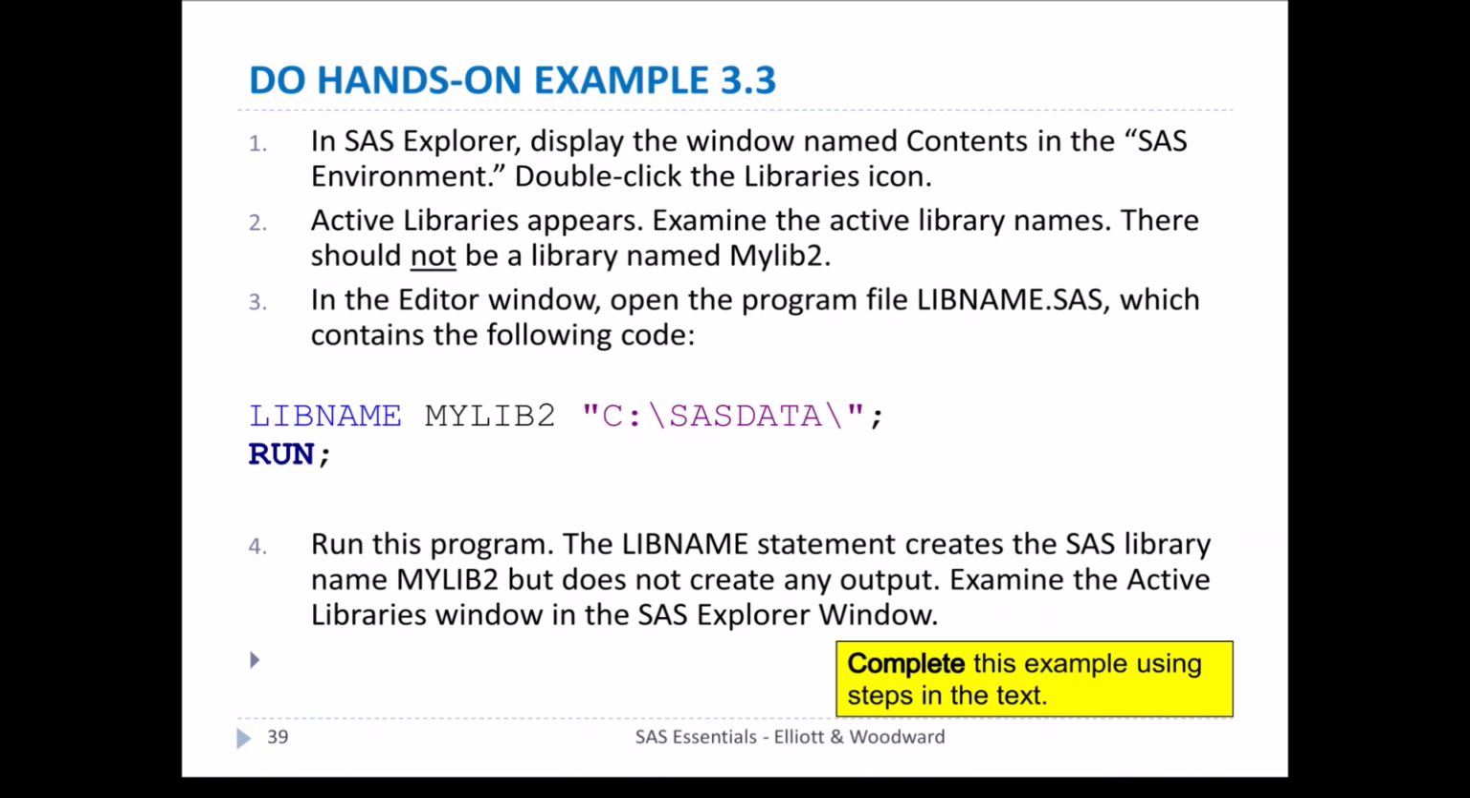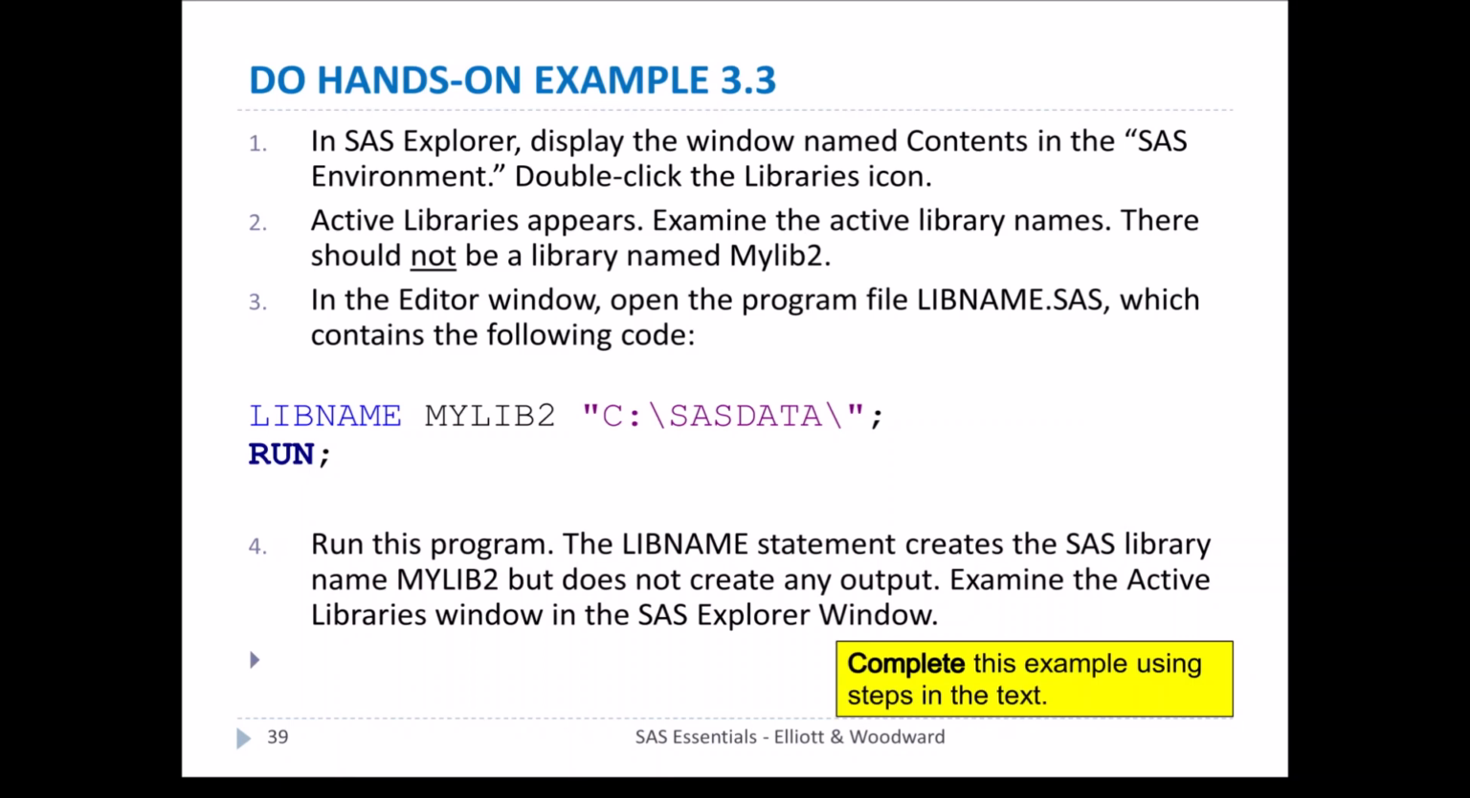All right, now let's do hands-on example 3.3. In SAS Explorer, we're going to display the window named Contents in the SAS environment. And to do that, you double-click on the Libraries icon, as we've done before. Active libraries appear. Then examine the active libraries. There should not be a library named MyLab2 unless you've done this before somehow.